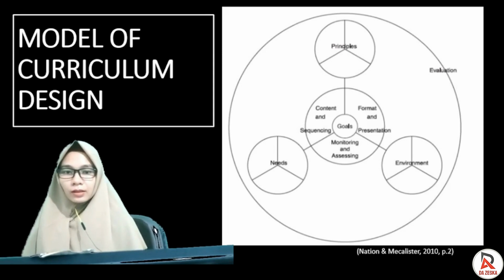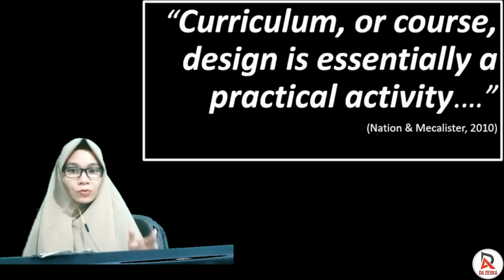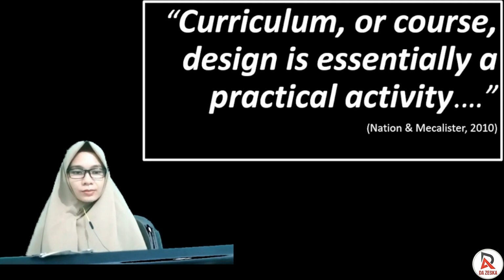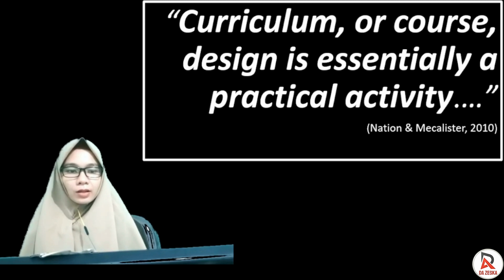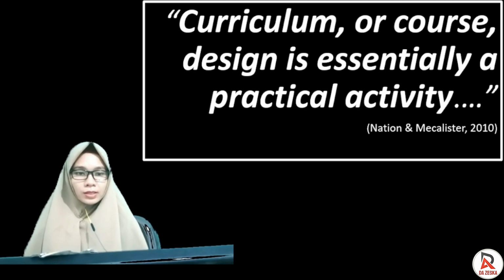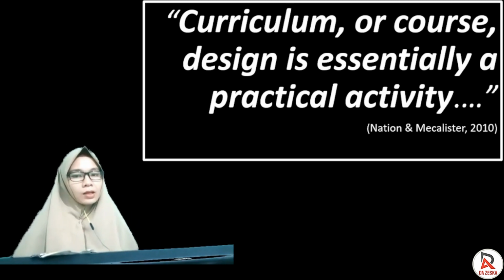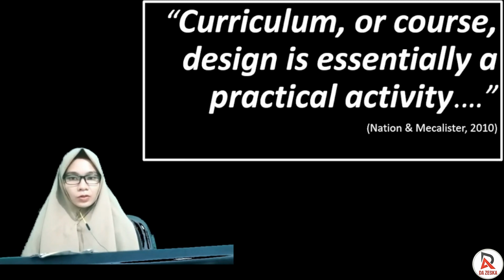But before this, I think I need to share this quote with you. So this is not my saying. So this is from Nation and McAllister in 2010. You may read on your screen that here Nation and McAllister stated that curriculum or course design is essentially a practical activity, and I think this is really important to remember for you all, my students in English education department, that you will become a teacher later on.